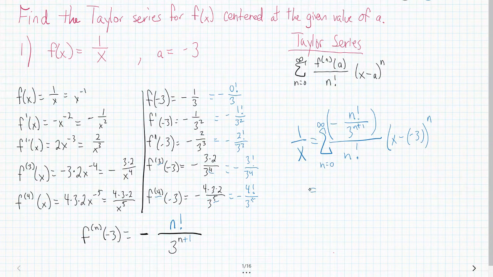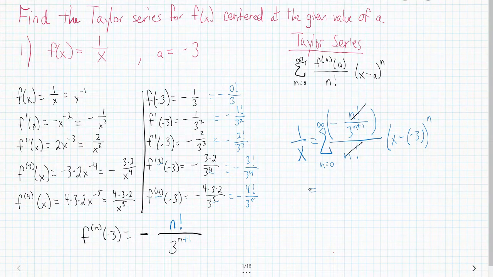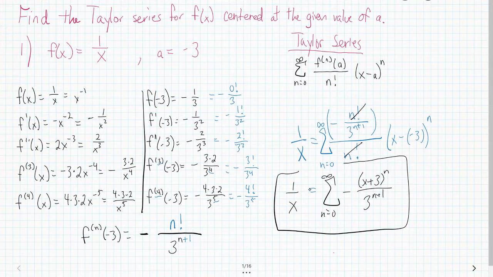So all of this, if we simplify, notice we can actually cross off some stuff. The n factorials cancel immediately, and what we're left with, and we'll pull that x plus 3 to the n on top, is summation n equals 0 to infinity. We have a negative, and then it goes x plus 3 raised to the nth power, all over 3 to the n plus 1. And we have our solution. So in terms of our Taylor series, 1 over x, that function would equal this.